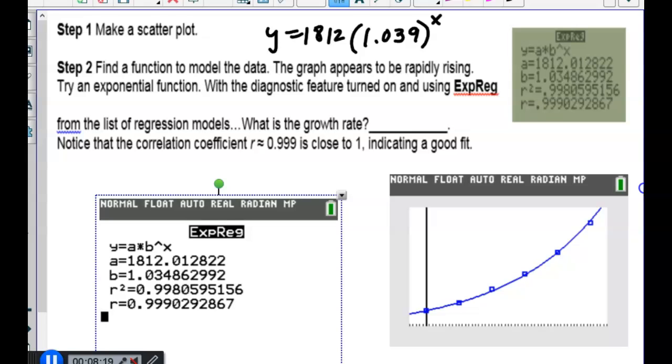What does your little reference sheet say the formula is for exponential growth, guys? It says original times 1 plus or minus some rate. Does that look familiar on your little reference sheet? So what is this? Yeah, 1 plus 0.039, right? Everybody good? Yes.